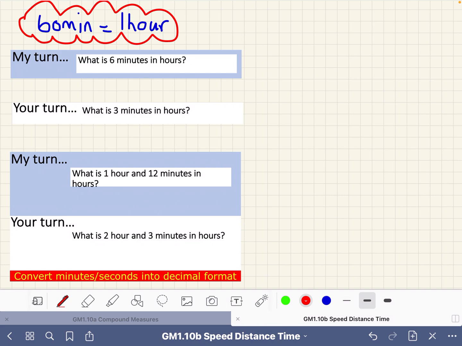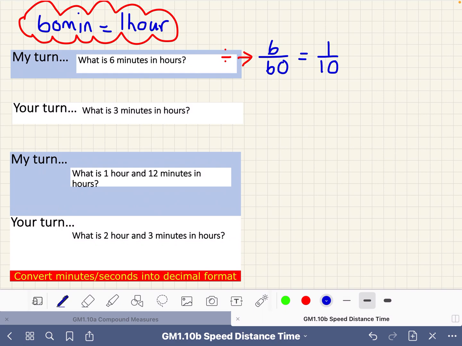My turn. What is 6 minutes in hours? So, using our 60 minutes in an hour fact, it is useful to express this as a fraction to begin with. So we have 6 minutes out of the 60 there are in total. This line, remember, means divide. If we pop that onto a calculator, it is quite likely we will end up with 1 out of 10 if we are using a scientific calculator.